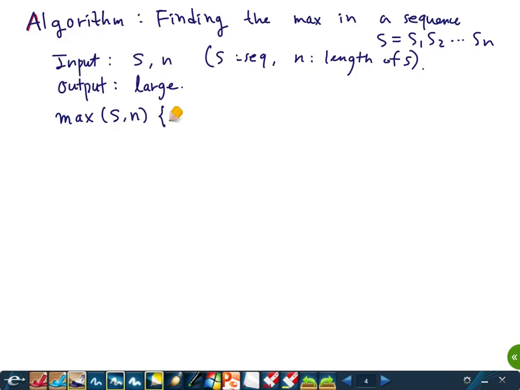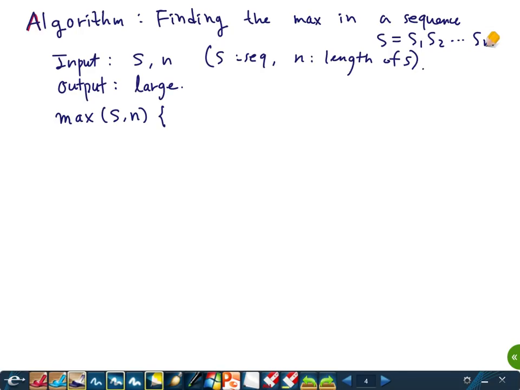It should begin with something like this. The name of our algorithm, which I just named max, S and N. S is a sequence, N is the number of elements there. And then now the algorithm begins. By the way, if you want to write down the algorithm, you have to have the idea. If you don't know how to find the maximum yourself, then you cannot really write down the algorithm. First, you have to think about how to find the maximum.